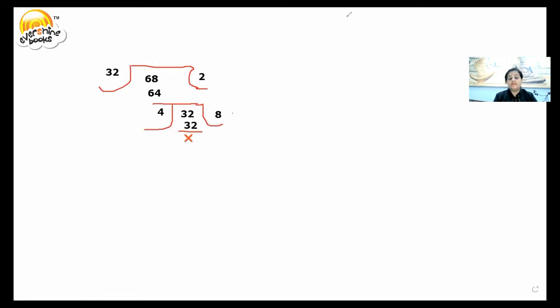Then again that divisor becomes the dividend. Then we are going to divide it again. 4 8s are 32. It comes without any remainder. So 4 is the HCF. 4 is the HCF of both numbers. Likewise, you are supposed to do each and every number. Okay, the HCF of 32 and 68 is 4. It means that it is divisible: 68 is divisible by 4, and 32 is also divisible by 4.